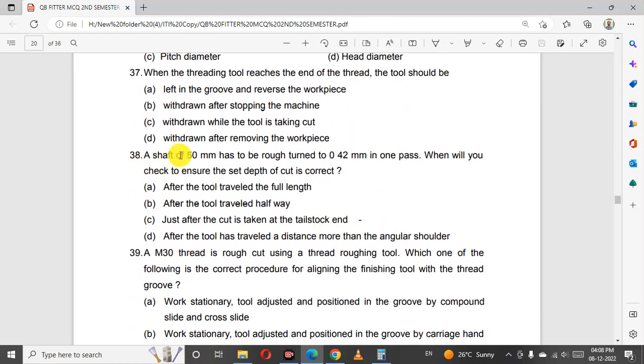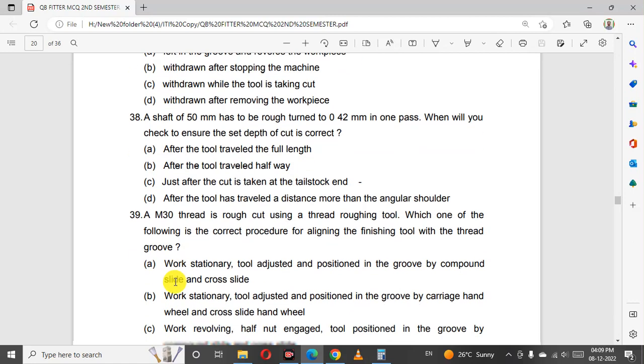A shaft of 50 mm has to be rough turned by 0.42 mm in one pass. When will you check to be sure the depth of cut is set correctly? After the tool travels a distance more than the angular shoulder.